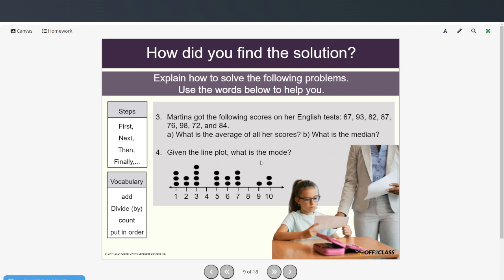And then given the plot line, what is the mode? Well, the mode is you figure out the number that appears the most often. So when you put these numbers in order, the one in position 3 is the one that occurs the most often, so that would be the mode.